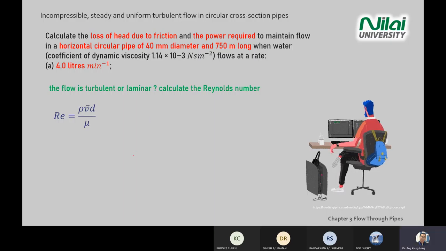Let me see. I'll give you the equation: Reynolds number equals rho V d divided by mu. And this one is water. Okay, maybe I go ahead and give you the answer. So you need to calculate the V, right? You don't know the V. But how do you extract V from the question?